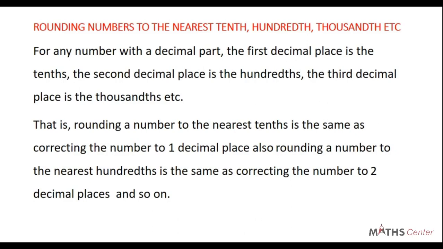That is, rounding a number to the nearest tenth is the same as correcting the number to 1 decimal place. Also, rounding a number to the nearest hundredth is the same as correcting the number to 2 decimal places, and so on. So it is that simple. If you are told to round a number to the nearest tenth, all we need to do is to correct the number to 1 decimal place. To the nearest hundredth, correct it to 2 decimal places. To the nearest thousandth, correct it to 3 decimal places. To the nearest ten-thousandth, correct it to 4 decimal places, and the order goes on.